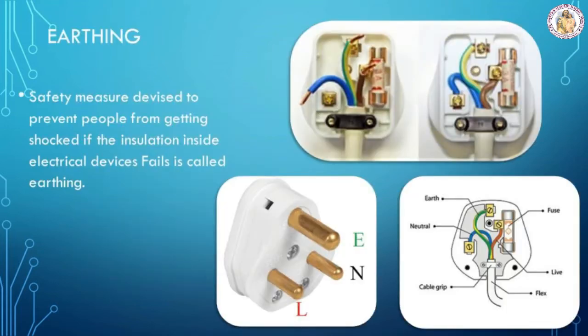Earthing. A safety measure devised to prevent people from getting shocked if the insulation inside electrical devices failed is called earthing. Electrical earthing can be defined as the process of transferring the discharge of electrical energy directly to the earth with the help of low resistance wire.